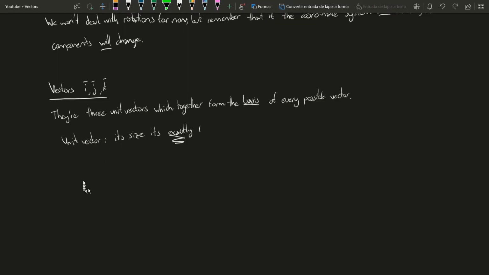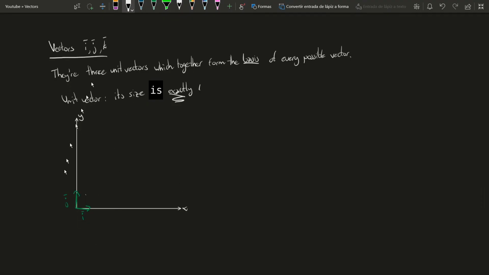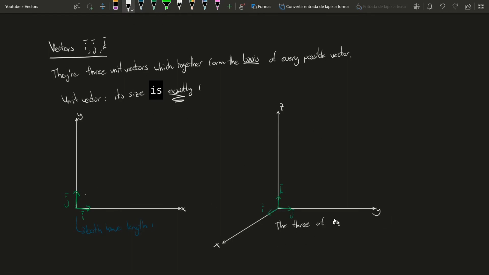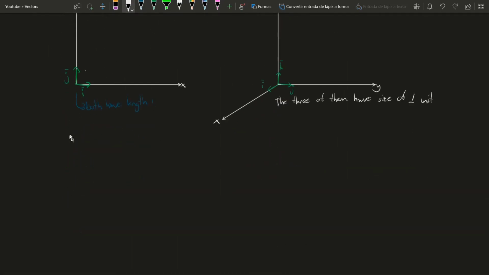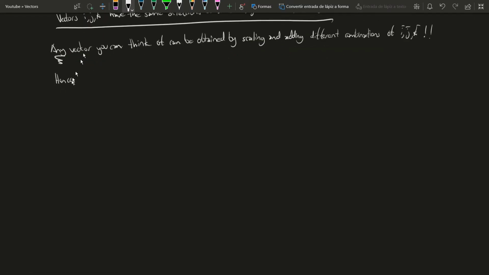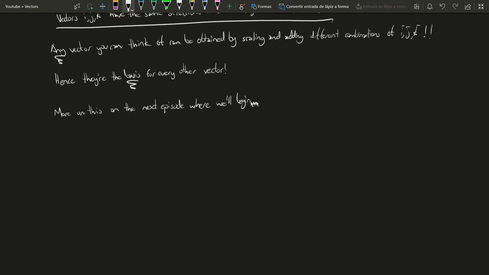Let me repeat this information, but this time I'll give you a small list of their properties. First, their size is exactly 1. Second, vectors i, j, and k have the same direction of axes x, y, and z respectively. Third, any vector you can think of can be obtained by scaling and adding different combinations of those three vectors. So that's why the set of all three of them is called a basis. We'll study them in more detail when we start getting into vector algebra next episode.